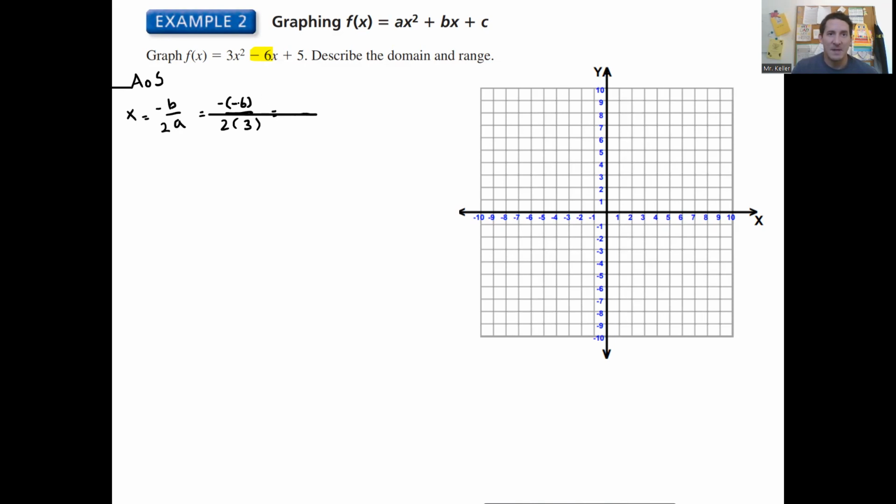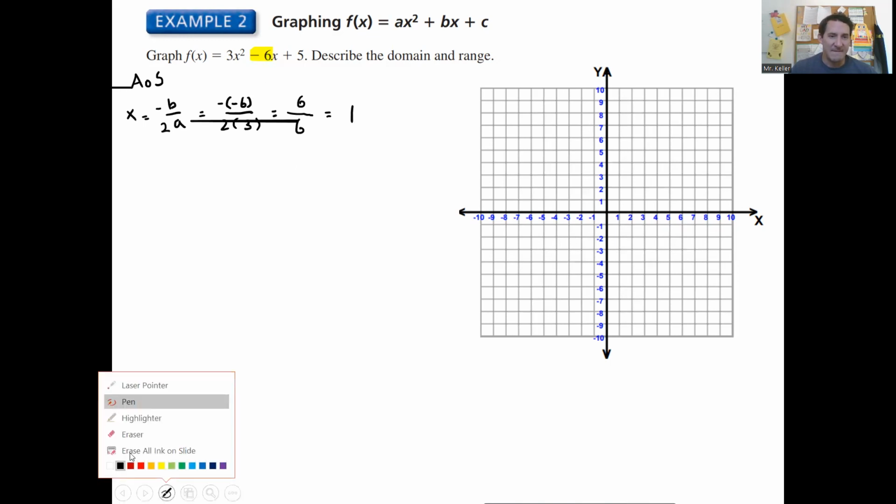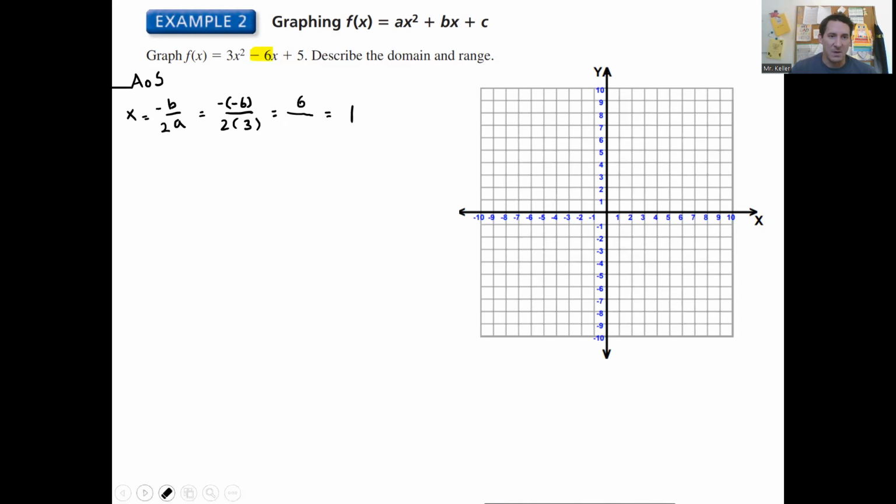On top, a -6 becomes a +6. So it's very important to keep track of those negatives. 2 times 3 is also +6. 6 over 6 is 1. All right, so x is 1. So this is going to be our center value.